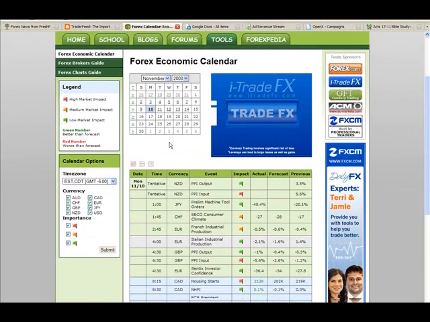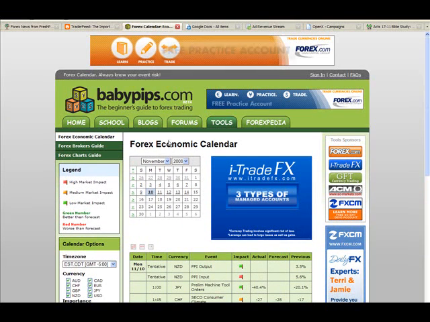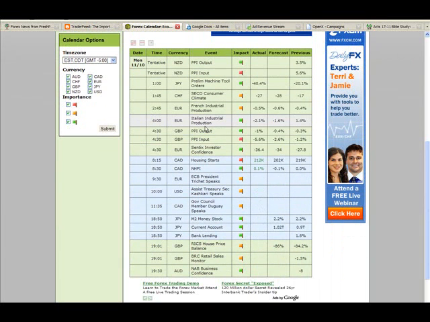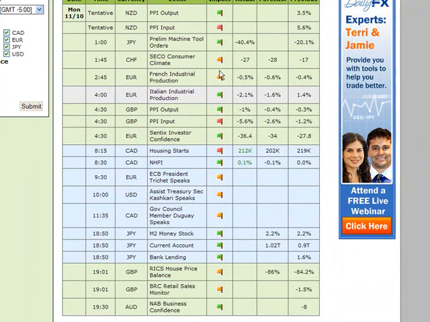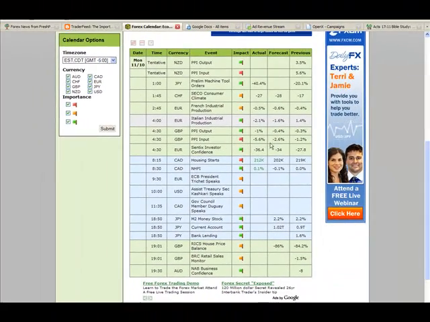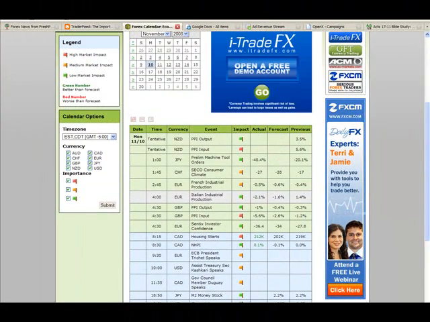Now let's take a look at today's news events. I went to babypips.com and clicked on the tools tab. Remember, we're looking for significant news events that will affect either the sterling or the dollar, because those are the currencies we're trading. Looking at today's calendar, the only thing we really had was the PPI input at 4:30 for the sterling, but other than that, there was really nothing.